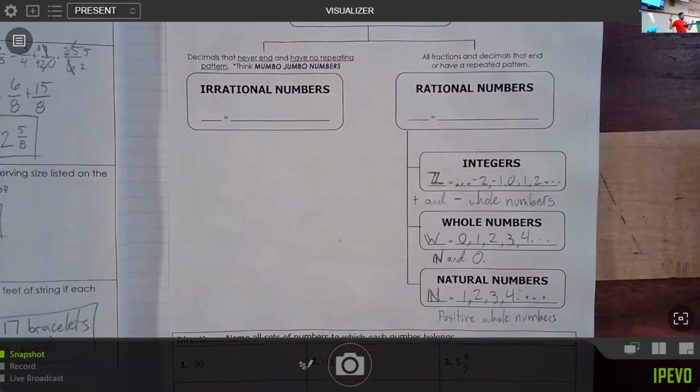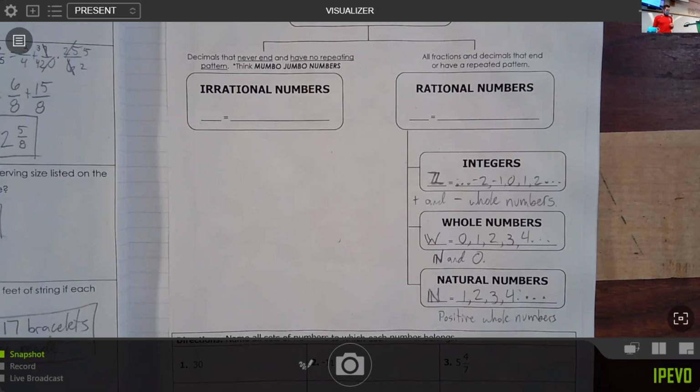So this one has numbers on both sides that go infinitely far. Whereas natural numbers only move in an upward direction, whole numbers only move in an upward direction, in a positive direction. Integers move in a positive and a negative direction. They kind of go in both directions forever.